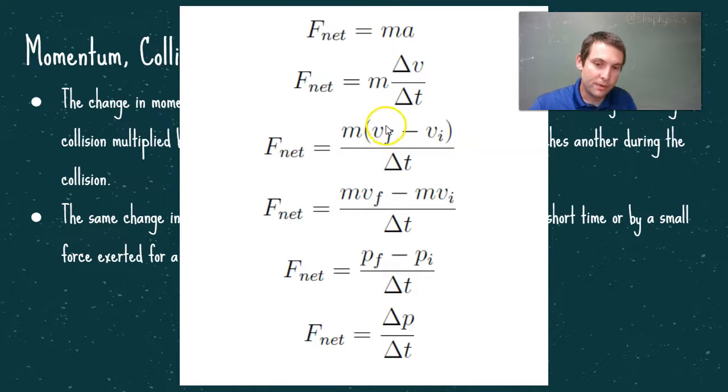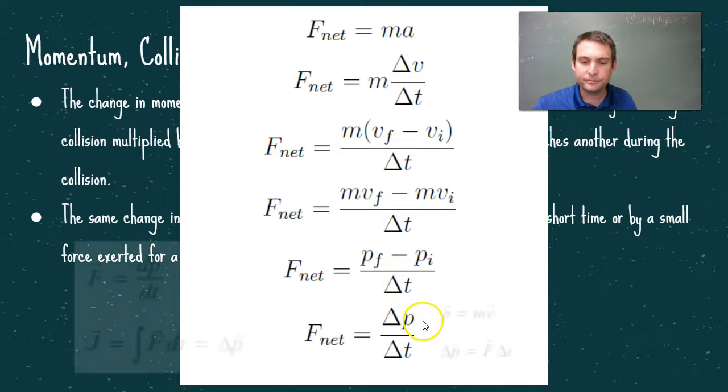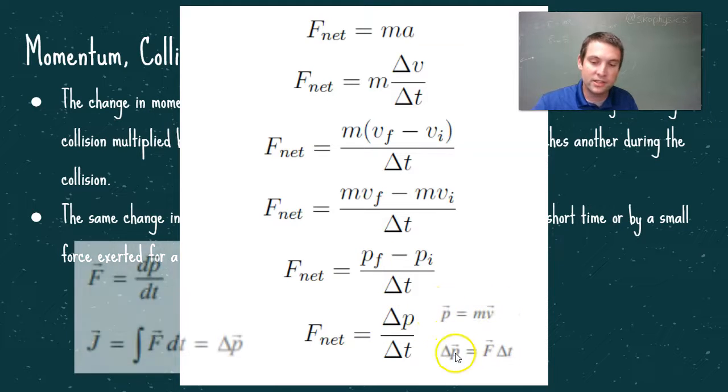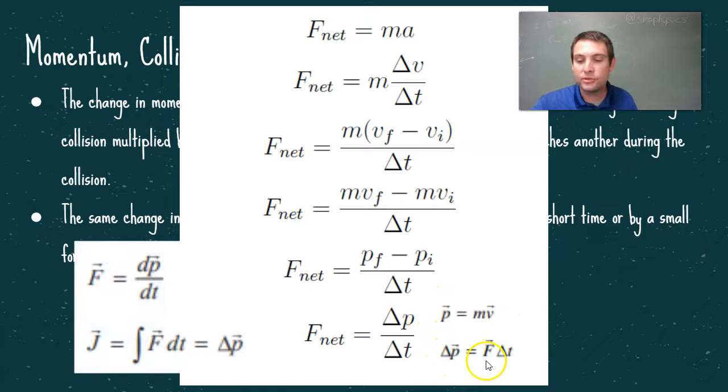So distributing the m to each of these terms gives us m times vf, mass times velocity is momentum, minus mass times vi, momentum, divided by our change in time. Final momentum minus the initial momentum is just delta p over delta t. So on the equation sheet, it's going to look like this. Delta p equals F delta t, or the FAT equation.